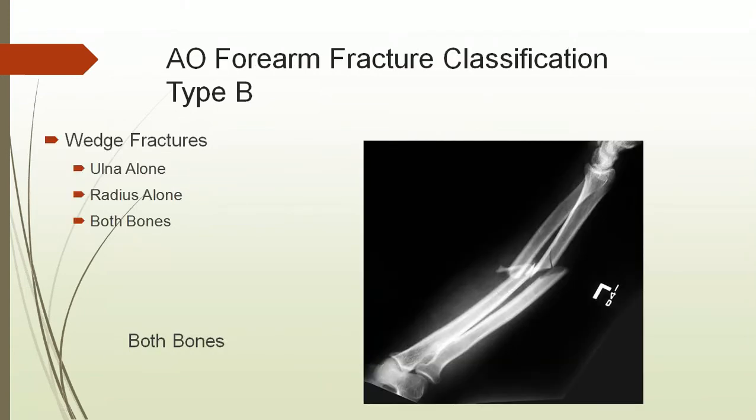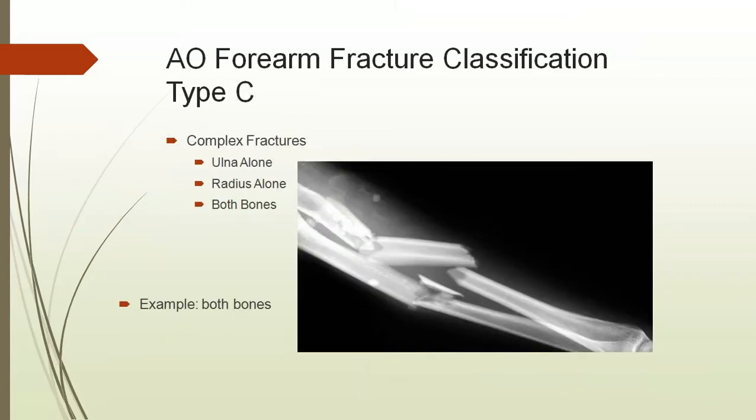And wedge fractures are also the same. Sometimes the ulna alone may be involved, sometimes the radius alone, sometimes both bones. Then type C, comminuted fracture, complex fracture, where again the ulna alone, radius alone, or both bones are involved.